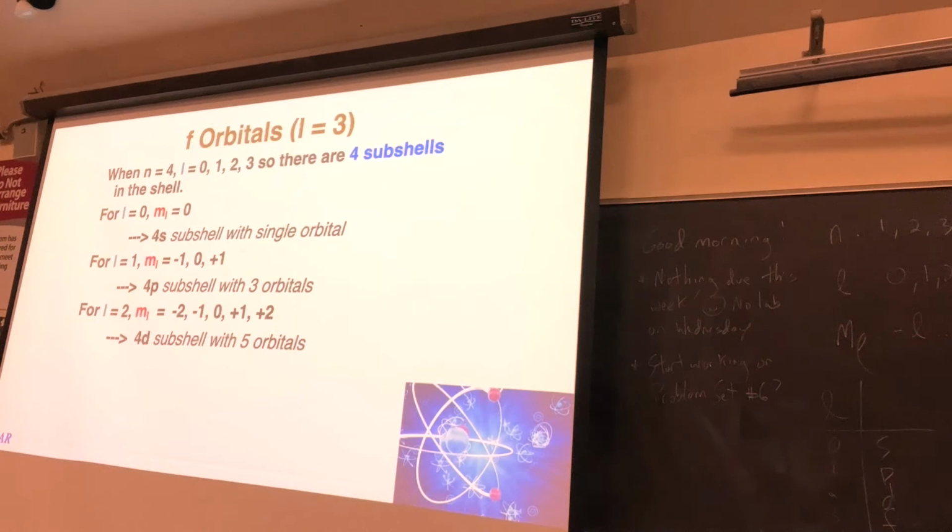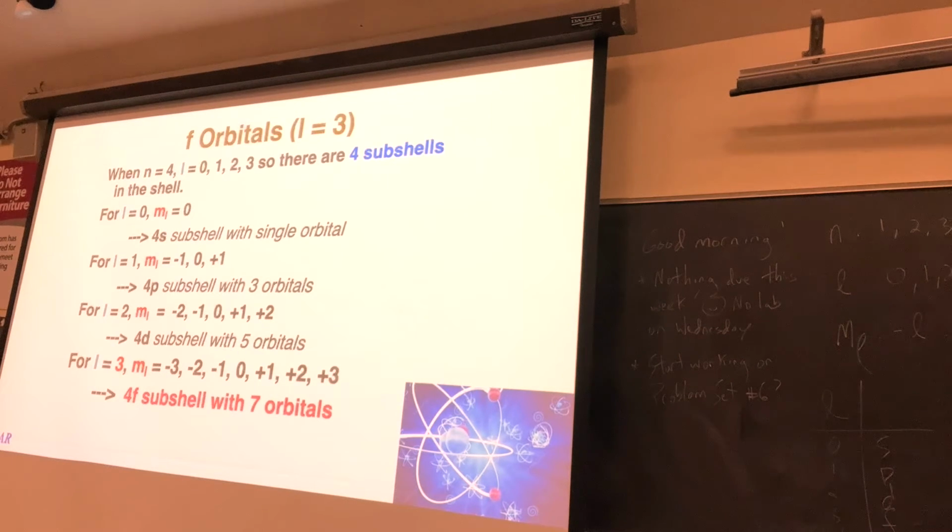For L equals 2, now we have M sub L negative 2 to positive 2 in whole numbers: negative 2, negative 1, 0, plus 1, plus 2. So that's the 4D subshell, and there are 5 orbitals, or 5 rooms, in that subshell. But the new one on this level is when L equals 3. So when n was equal to 3, the maximum L was 2. But here, when n equals 4, the maximum L now is 3. So this is the new one.